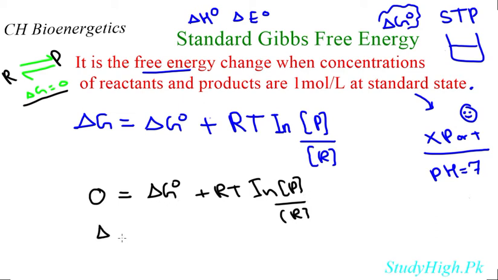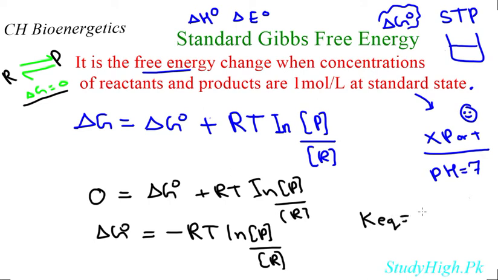Delta G naught will be equal to minus RT times the natural logarithm of the concentration of products over the concentration of reactants. As K of equilibrium is equal to the concentration of products over reactants, you can also replace this value by K of equilibrium, which you have also read in your intermediate classes. So by using this formula you can calculate the standard Gibbs free energy.